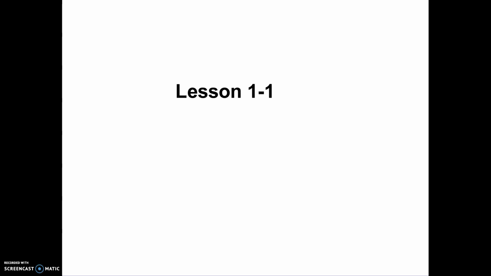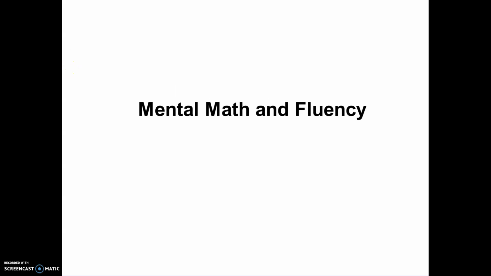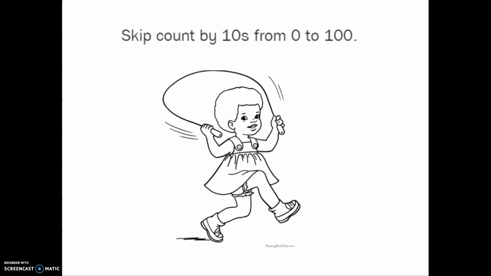The first thing that we're going to do is a little mental math and fluency. What we're going to do together is I would just like you to join me in skip counting by tens. We'll start at 0 and we'll end at 100. So count with me. 0, 10, 20, 30, 40, 50, 60, 70, 80, 90, 100.